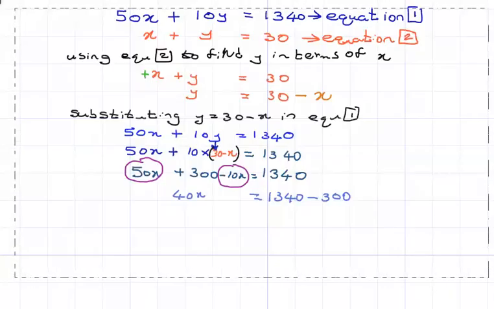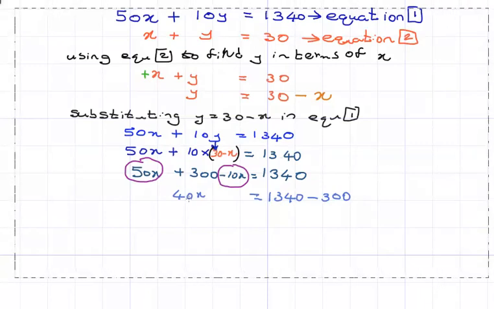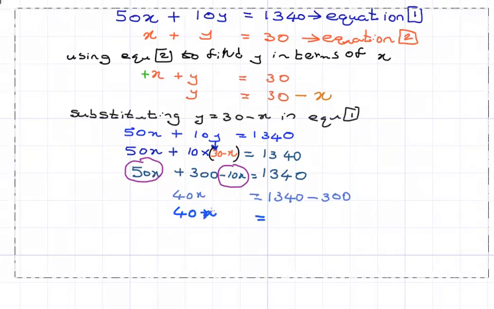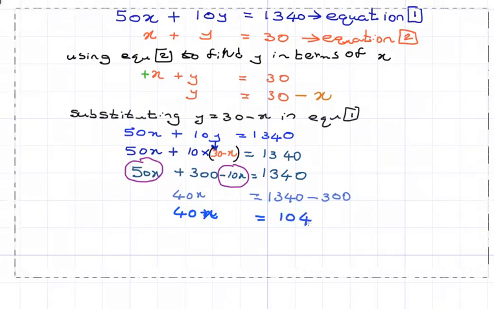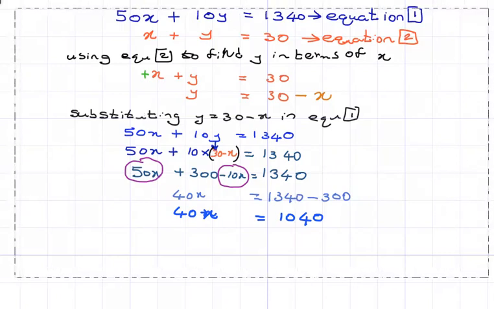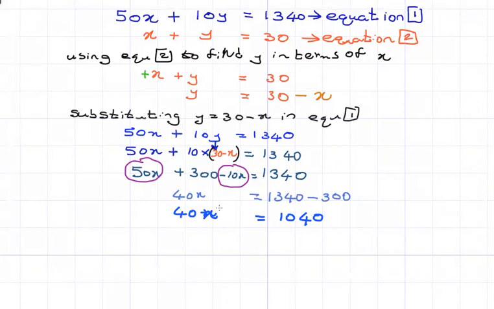All right. So now what do we have? We got 40x equals 1340 minus 300. That's 1040. So how do we find x now? What we are supposed to find out is x. So chase everything else to the other side. So who's the troublemaker? Who is troubling x? Who is with x? That's 40. So chase him to the other side.